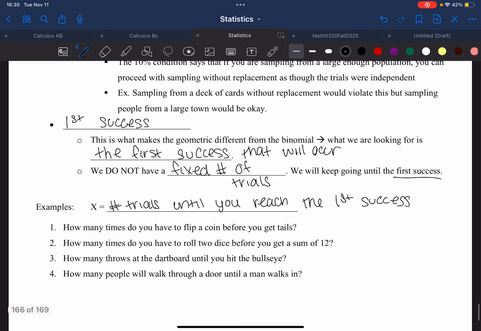okay. If we look at each of these examples, so for example, number 1, how many times do you have to flip a coin before you get a tails? So let's say I have everyone flip a coin, okay? Maybe your neighbor to your right does it on the first try, okay? So that means they only had 1 trial before they reached their first success. But let's say the person on the left took 20 times before they got tails. So that means they had 20 trials before their first success.